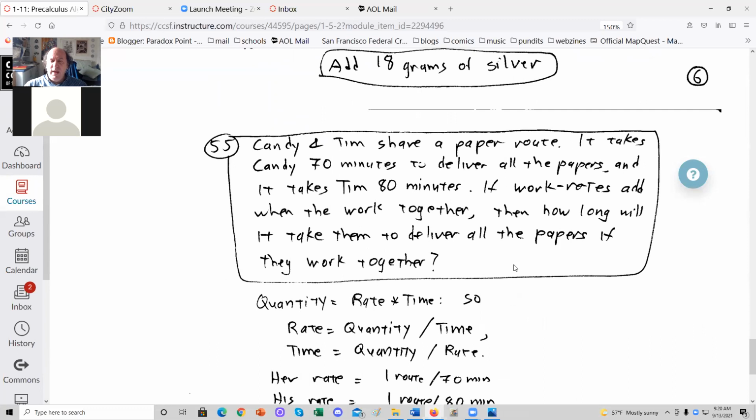Now here we have a quantity, rate, time problem. Candy and Tim share a paper route. I assume that Candy starts from one end and Tim starts from the other. It takes Candy 70 minutes to deliver all the papers, and it takes Tim 80 minutes to deliver them all. If work rates add when they work together, and assuming, like I say, that Tim and Candy work from opposite ends, how long will it take them to deliver all the papers if they work together?